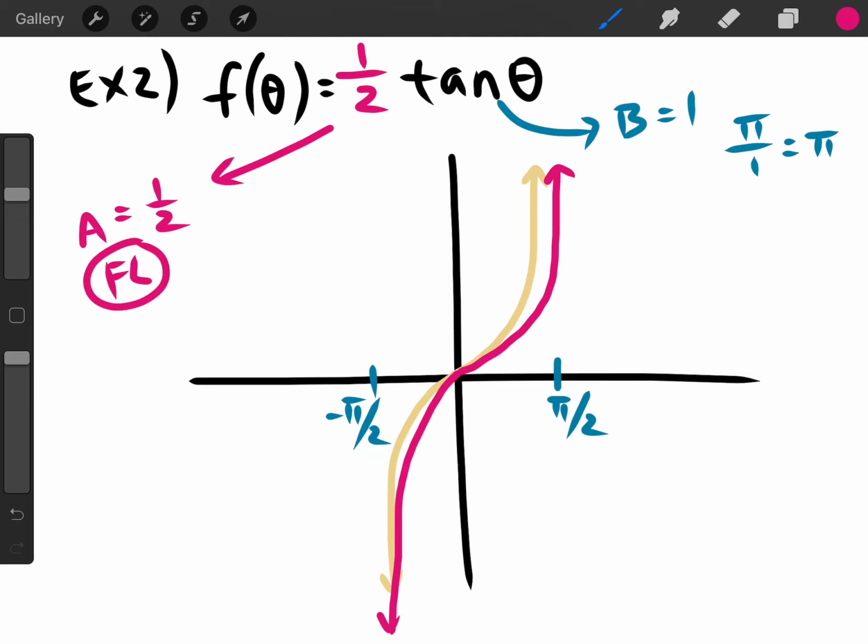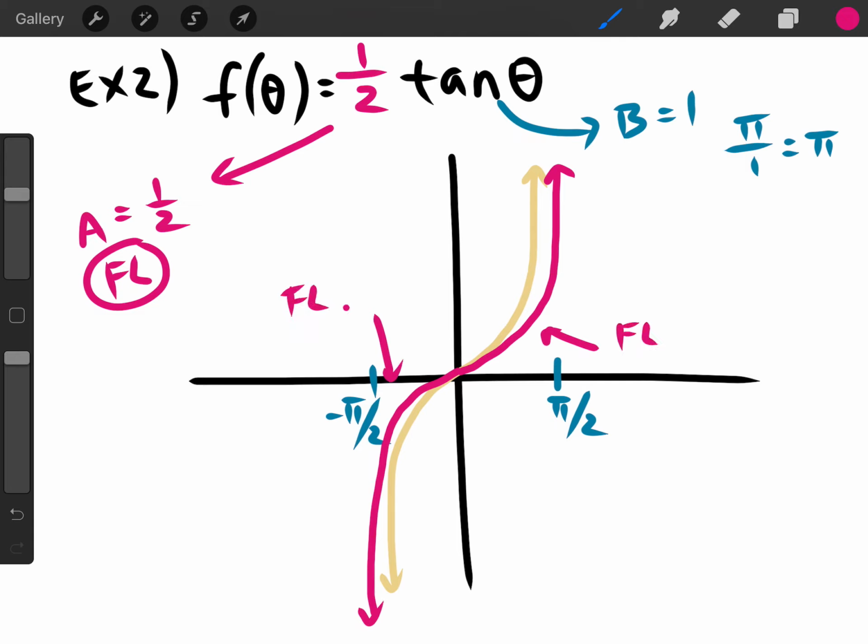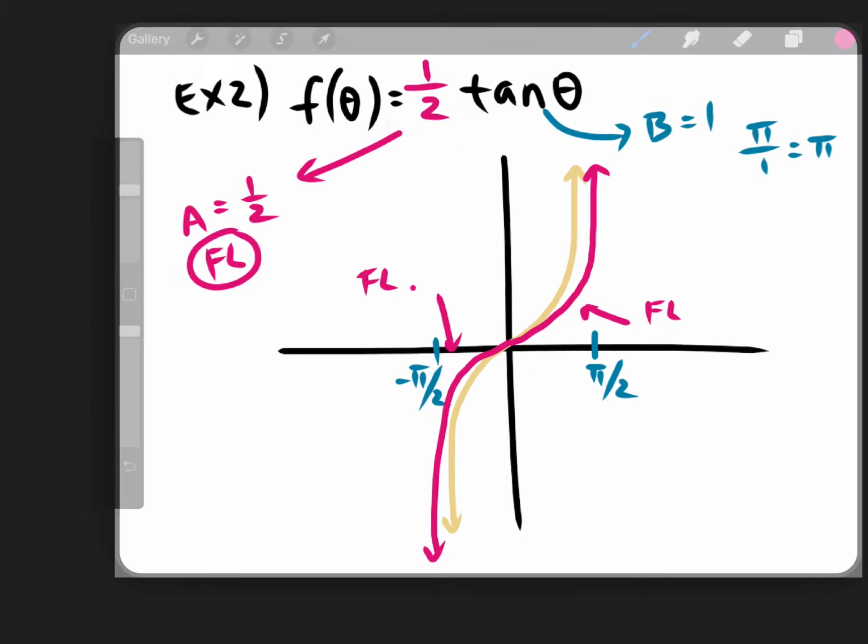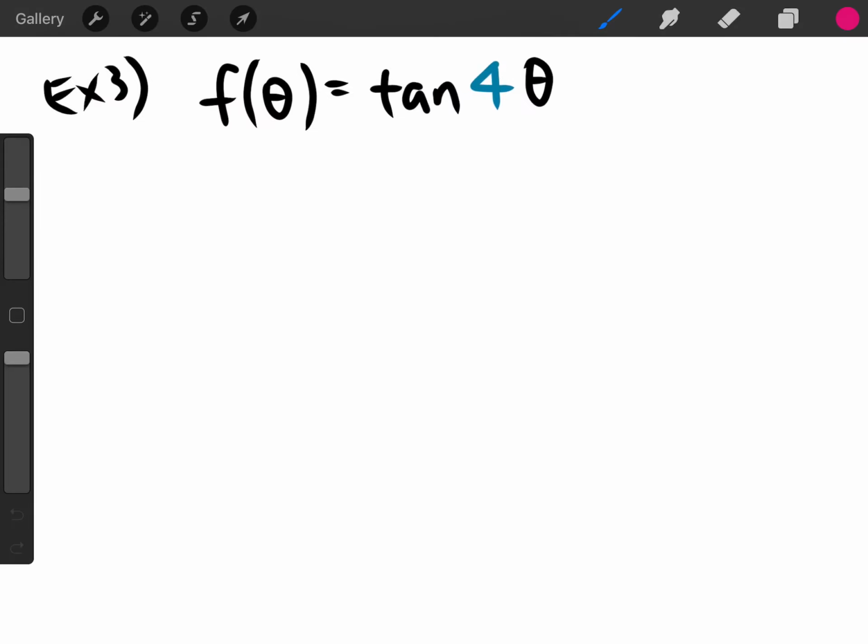Okay, let me do this one more time on the bottom part. So you see that this is slightly flatter on these ends. Flat, flat. Okay, so that's example 2. Now what happens if my B value is different?